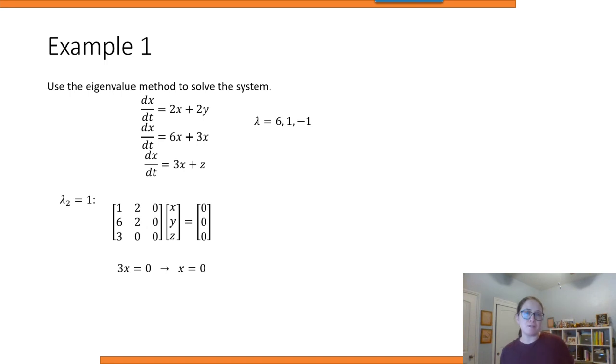Now that first one jumps out at me. I just have a 3 there and nothing else in that row. So I'm going to pull that out right away. 3x equals 0, which means x is going to equal 0.